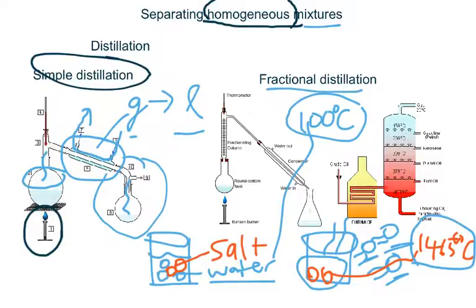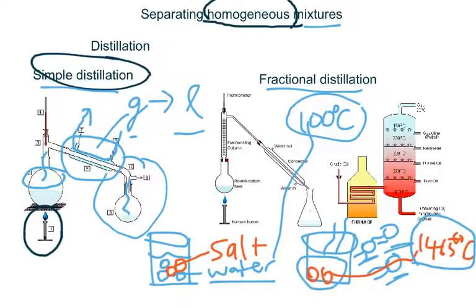Fractional distillation is basically the same thing as simple distillation, but this time you're going to be separating liquids with very similar boiling points, instead of simple distillation, where you're separating things with huge boiling point differences. Like for simple distillation, we separated water and salt. Water has a 100 degrees Celsius boiling point, and salt, NaCl, sodium chloride, has a boiling point of 1,465 degrees Celsius. So it's a huge difference.